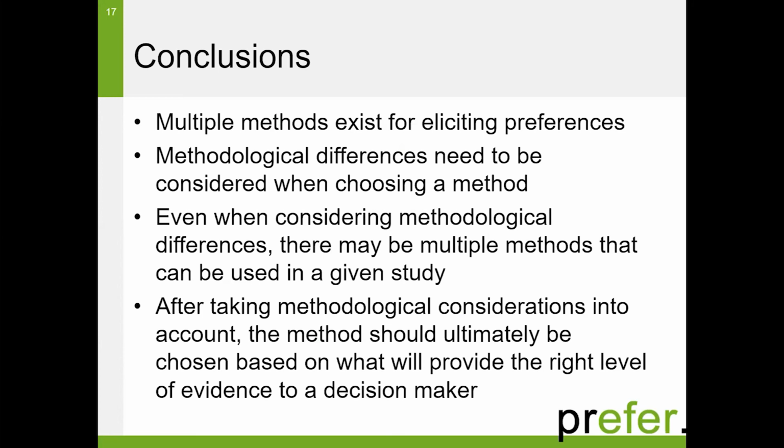So with that in mind, it is important to understand that there are multiple patient preference methods available. And when choosing a method, the first task should be to determine which method or methods can address your research question. Sometimes this exercise leads you to a single method, but most often, there are multiple methods that could provide the information that you need. In all cases, once you've identified the potential methods, you should consider participant and feasibility factors. However, throughout the process, the choice of method should always be guided by what will provide the right level of evidence for the decision maker.